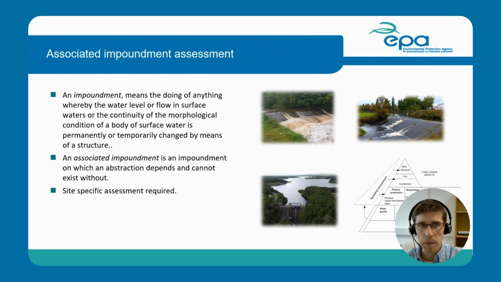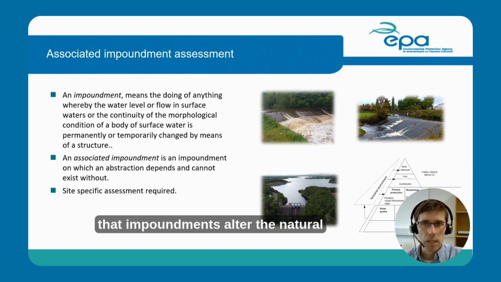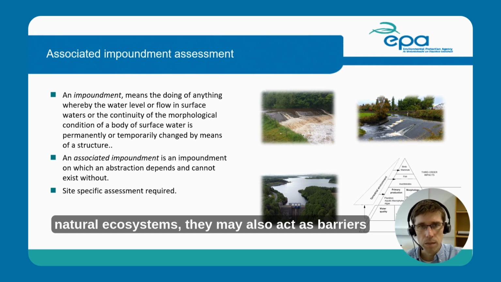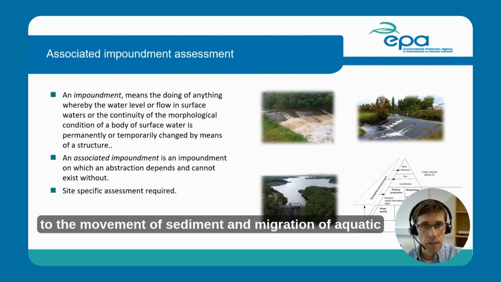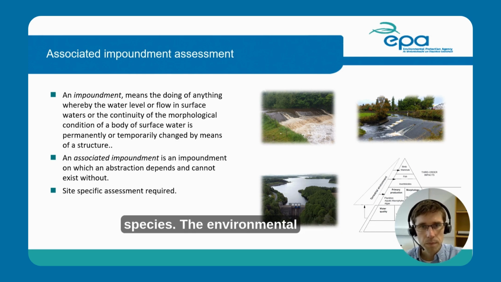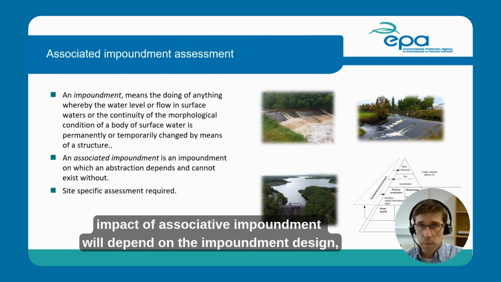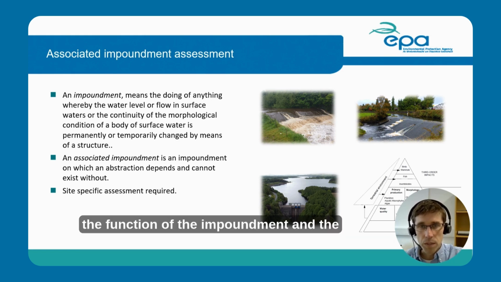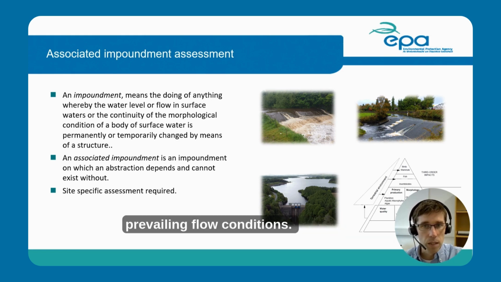And it's important to remember that impoundments alter the natural distribution and timing of river flows in natural ecosystems. They may also act as barriers to the movement of sediment and migration of aquatic species. The environmental impact of an associated impoundment will depend on the impoundment design, the function of the impoundment, and the prevailing flow conditions. As such, site-specific assessments are required.